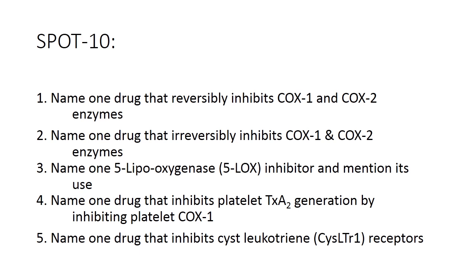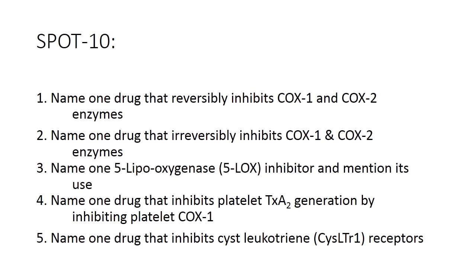Another could be: name one lipoxygenase inhibitor and mention its use. Name one drug that inhibits platelet thromboxane A2 generation by inhibiting platelet COX-1. And name one drug that inhibits cysteinyl leukotriene receptors, that is cysteinyl LT receptor 1.